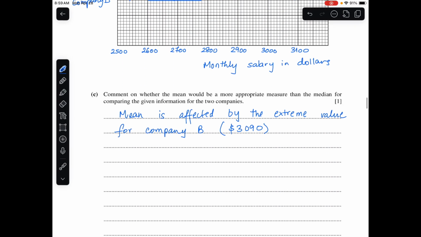So you would say that the median is a more appropriate measure than the mean. Right? So that should give you full marks because you listed why, because of the extreme value. You also listed the extreme value. You've got to list the extreme value. It's important. If you don't make reference, then you will not get the marks.